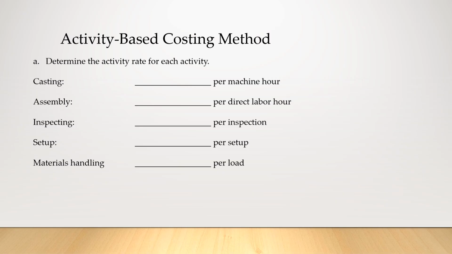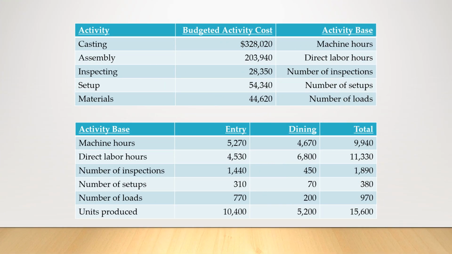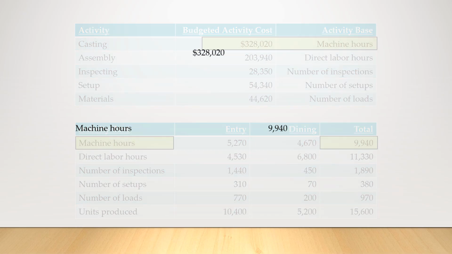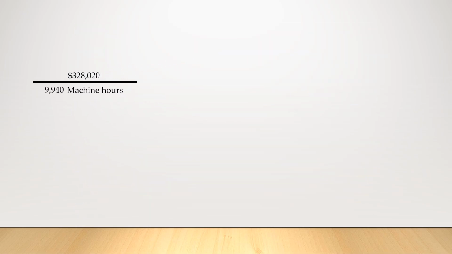Starting with Part A, we can figure out our various activity rates by looking back at our 2 tables. For the activity of casting, the first row in the top table provides the dollar amount budgeted for the year. The activity base is machine hours, which has a total budget of 9,940 hours for the year. To get our activity allocation rate per hour, we can divide the $328,020 by 9,940 hours. The activity rate works out to $33 per machine hour.